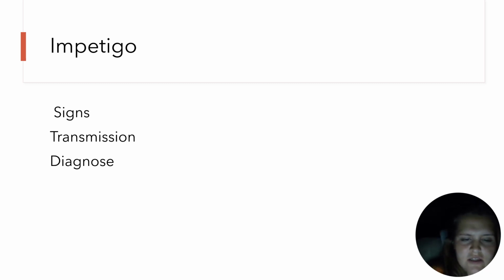It's usually found in the summer and fall, and it's usually diagnosed by visual inspection, and it can be treated with antibiotics.